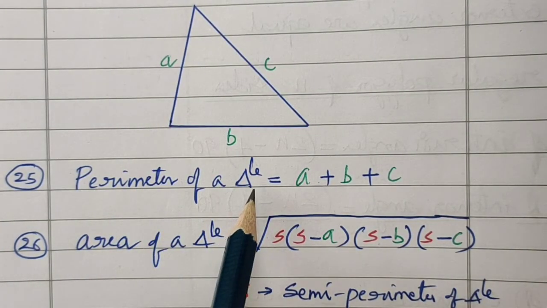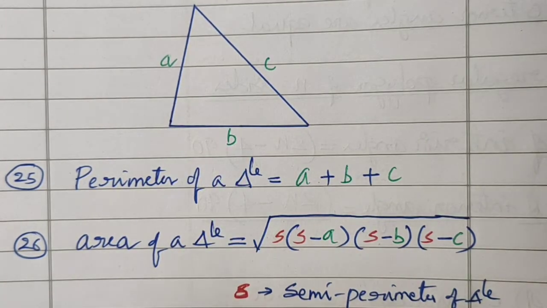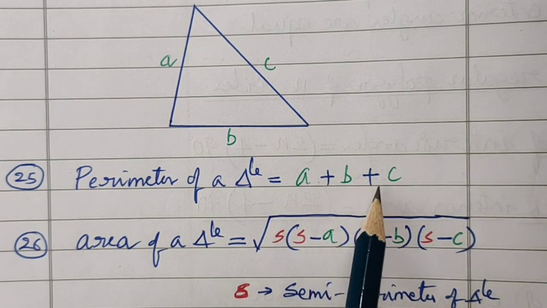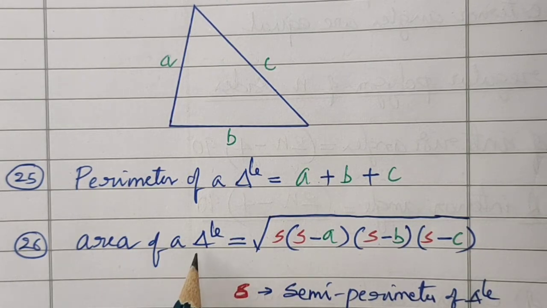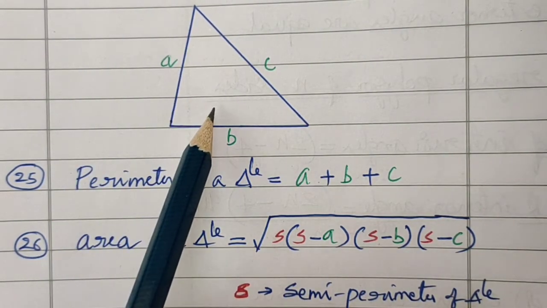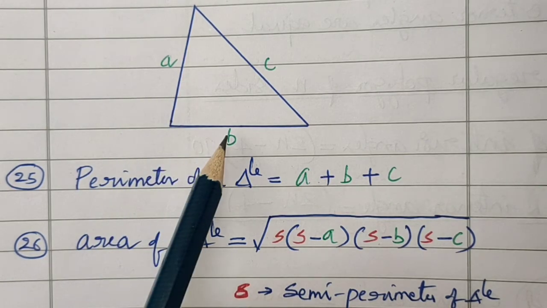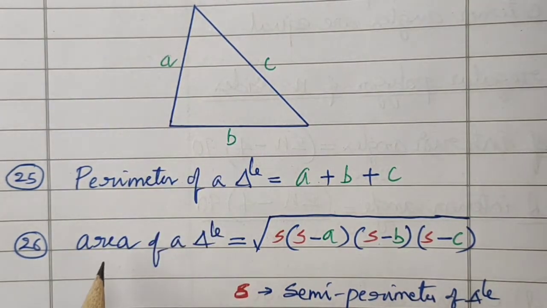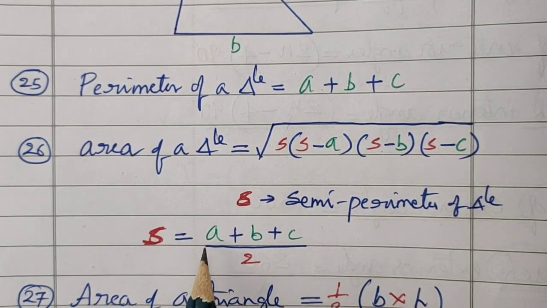The perimeter of a triangle with sides a, b and c is equal to a plus b plus c. The area of a triangle for which the sides are given: when you don't have the height of a triangle, when you know the lengths of the sides of a triangle, you can find the area using the formula square root of s into s minus a into s minus b into s minus c, where s is the semi-perimeter of the triangle. s can be calculated using the formula s is equal to a plus b plus c divided by 2.